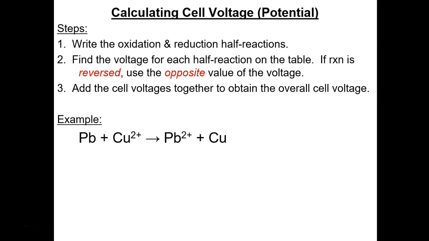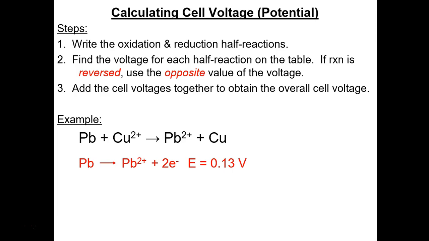All right, so calculating cell voltage or cell potential. The values we see in the data booklet are just values for the electrode potentials for the individual species, whether they be atoms or ions. So to find the overall voltage for a cell, we're going to basically add the values we see in table 24. However, if the reaction you see in table 24 is reversed, we're going to use the opposite value of the voltage. And once we do that, we'll just add the voltages together to obtain the overall cell voltage. So in this example, we'll pull out the oxidation half reaction.